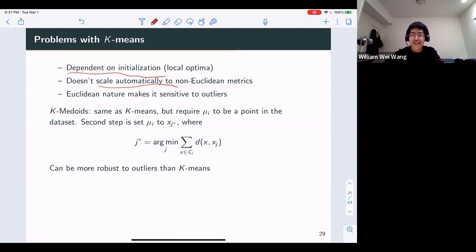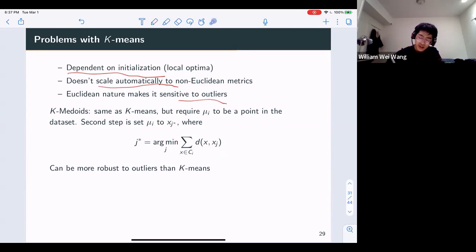I'm blanking. So there are non-Euclidean metrics that you might want to use. You can't automatically use them with k-means sometimes, so it is sometimes a downside. And it's also sensitive to outliers. So if you have an outlying point, then your means might end up shifting to try to accommodate that point, which is not necessarily what you want if you just want to disregard it, right?